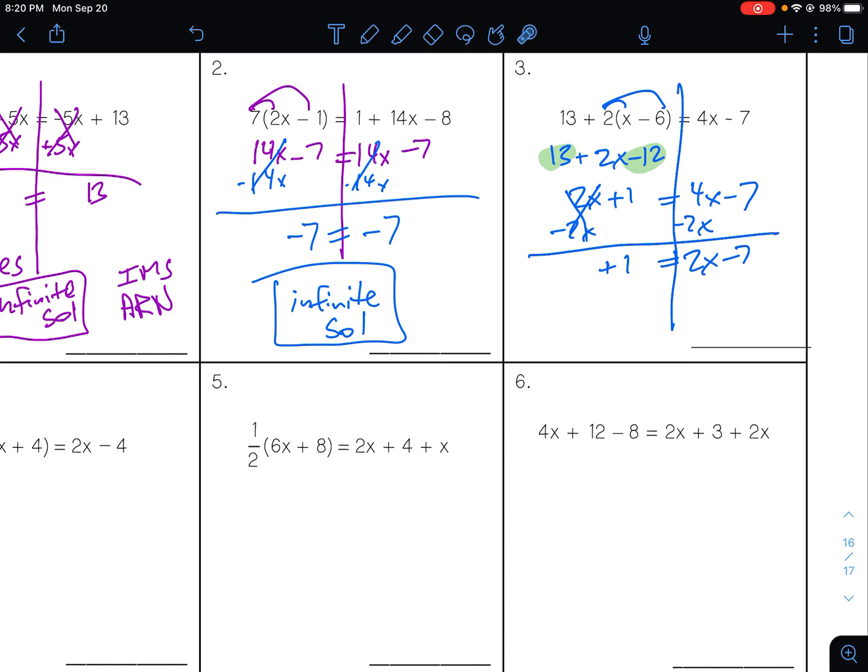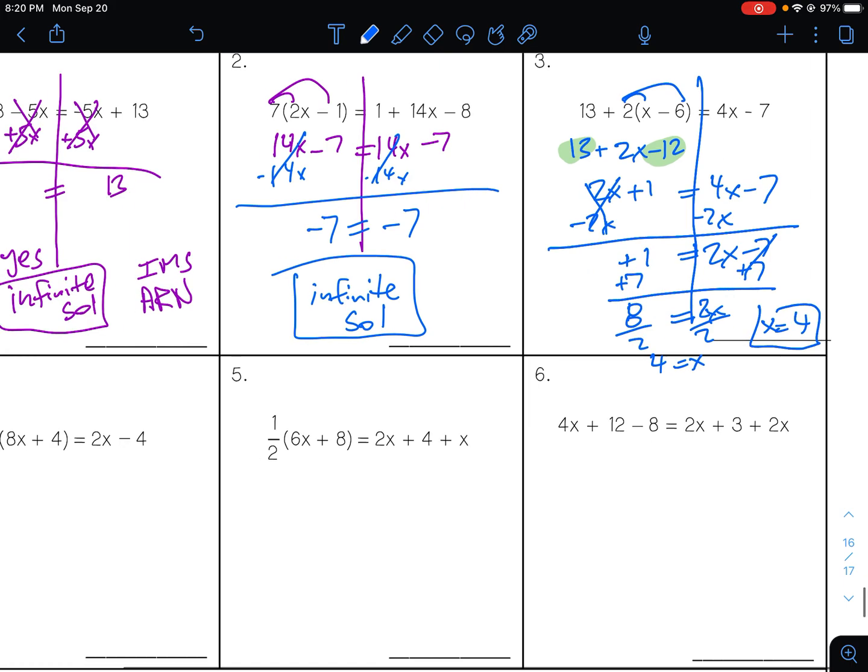So now get the constants on the other side. So I need to add 7 to both sides. Add 7. That cancels out the 7. I was jumping ahead. That equals 8. 2x equals 8. Divide by 2. And x equals 8 divided by 2, which is 4. So x equals 4. That is a one solution problem.